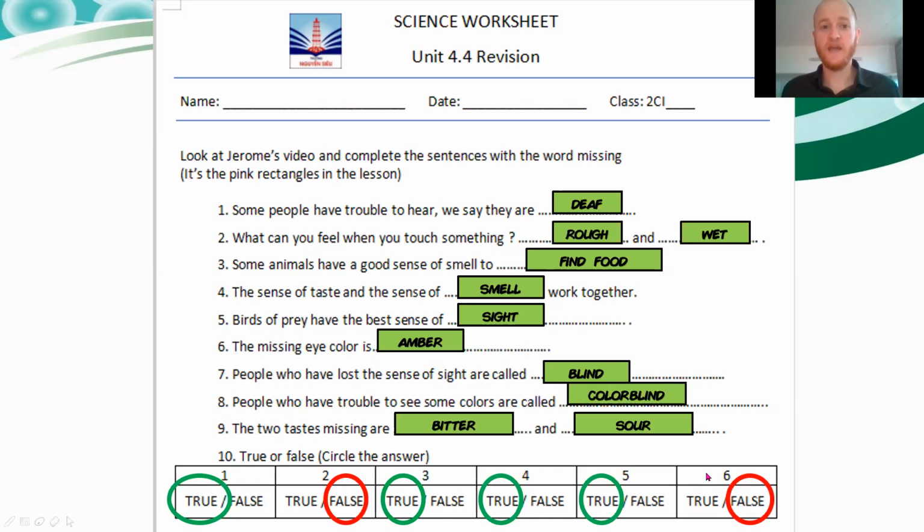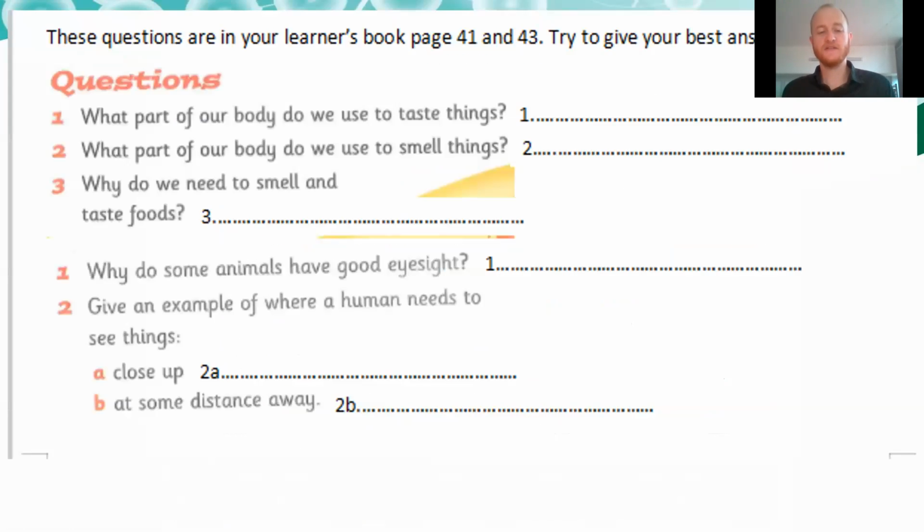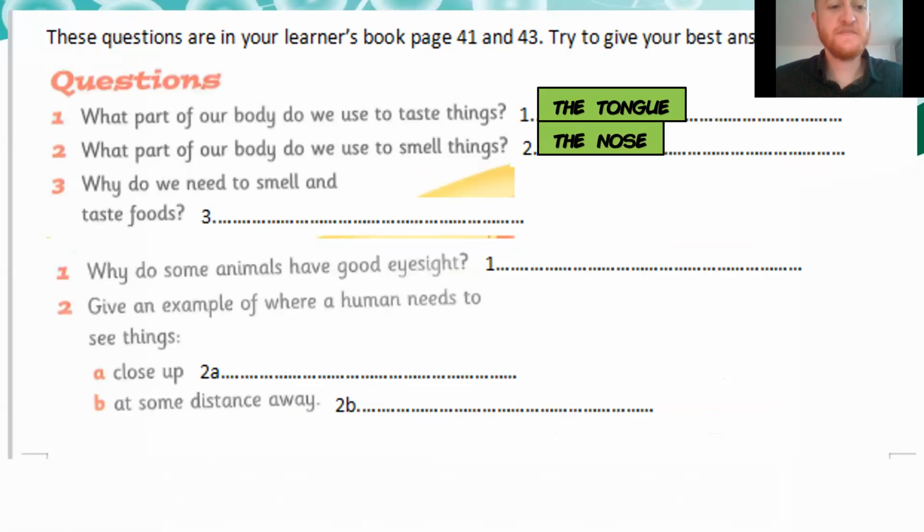Okay, and remember the questions from the learner's book, page 41 and 43 that I put at the end of the worksheet. What part of our body do we use to taste things? I think you'll get it. That's your tongue. Part of your body used to smell things. That's your nose. Why do we need to smell and taste food?